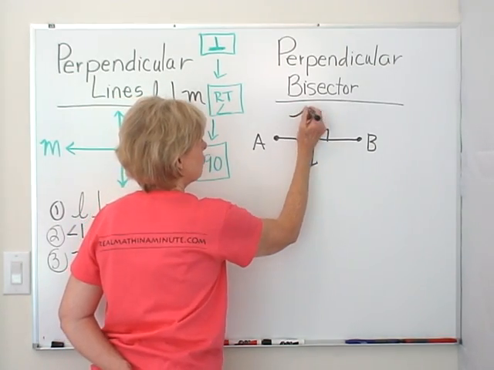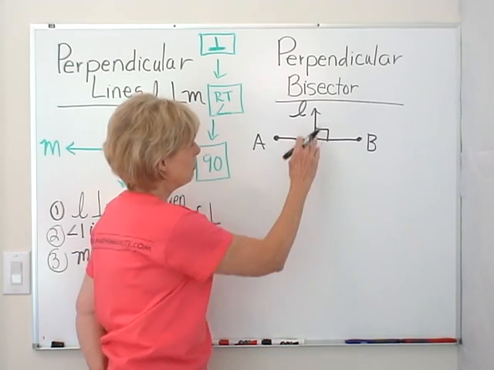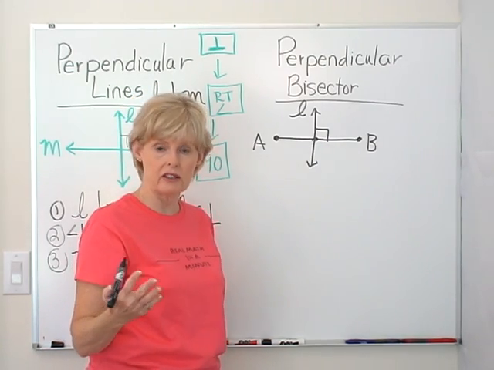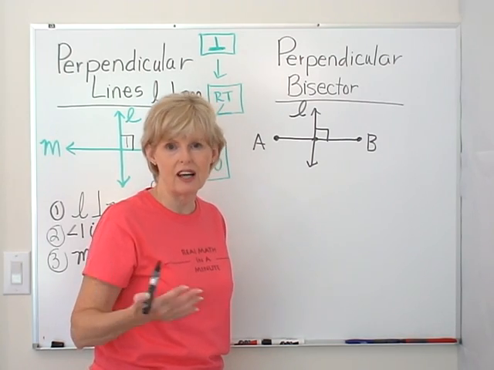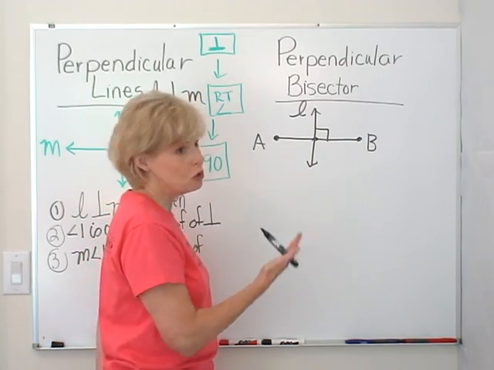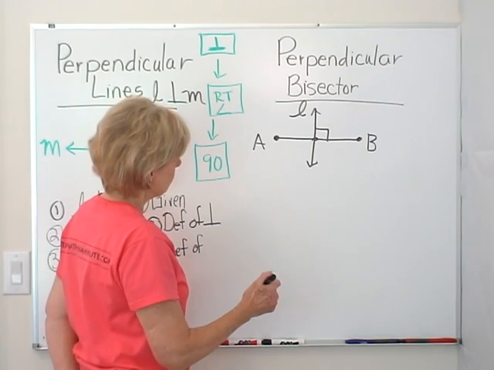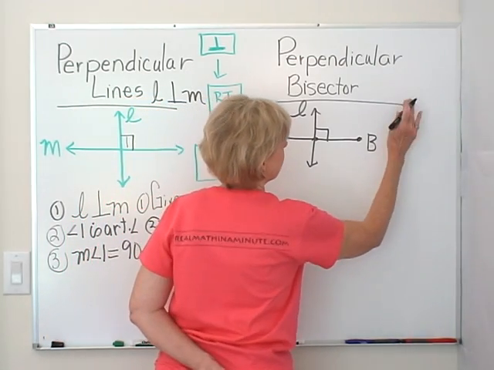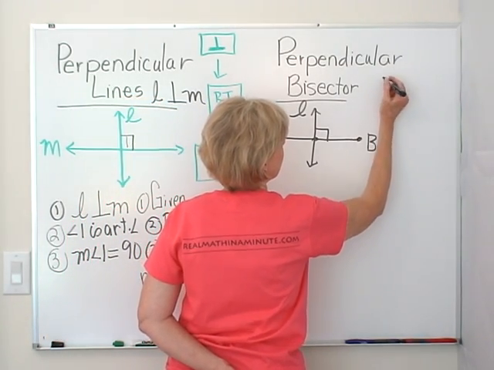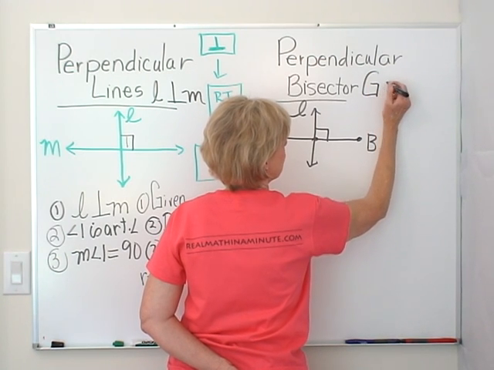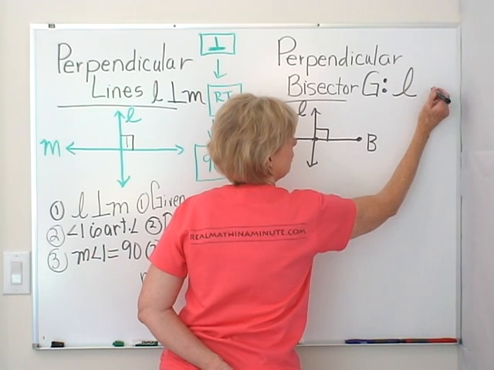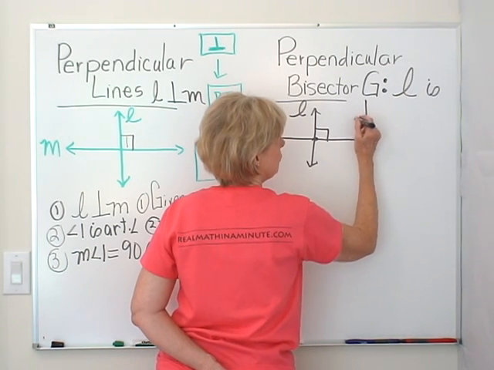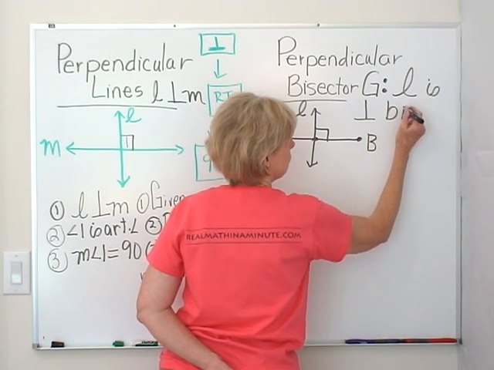So let's just call this line L. That perpendicular bisector, that line, could be a ray. It could be a segment. It doesn't have to be a line, but I'm using a line this time. What we're given this time, I'm going to put G for given, is that line L is a perpendicular bisector.